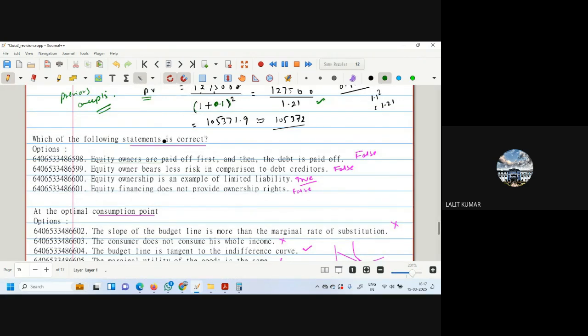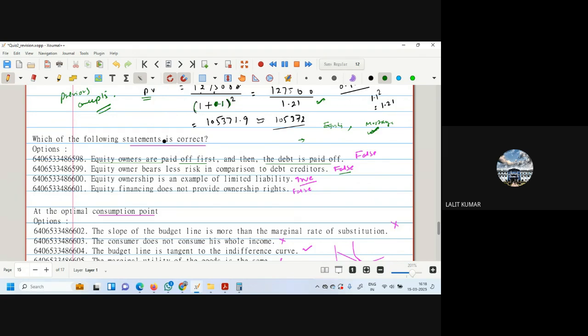Equity owners are paid first and then the debt is paid off. So this is false. This is from the mortgage and debt fund concept: you are starting a business, you have put in your own money, for example some equity, and you have taken some mortgage. So what happens is the mortgage is paid first. Equity owners bear less risk in comparison to debt creditors. So this is also false. He also bears the same risk which is there for the creditor.